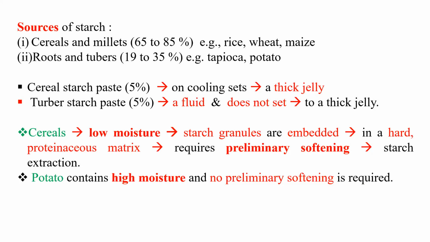Cereals have low moisture content, and starch granules are embedded in a hard proteinaceous matrix, which requires preliminary softening for starch extraction, whereas potato contains high moisture content, and because of that, no preliminary softening is required for starch extraction from potato.